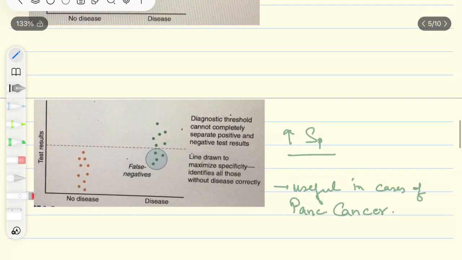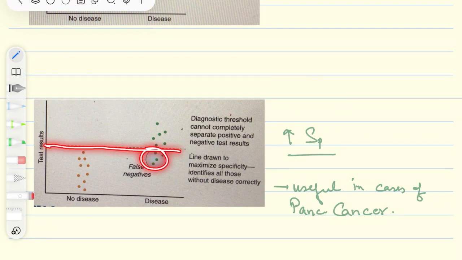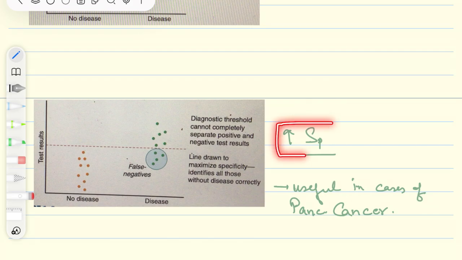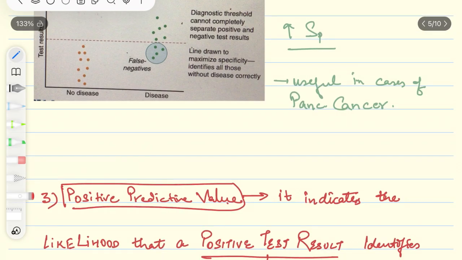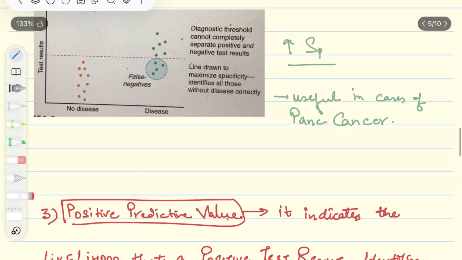In the next pic, as you can see, if you increase the diagnostic threshold, then it can detect the false negative population. Means they have the disease, but their test is coming negative. So in this case, it increases the specificity of the test, means identifying the true negatives. For example, in cases of pancreatic cancer, this type of test is very useful. So I hope you got the concept of specificity and sensitivity.